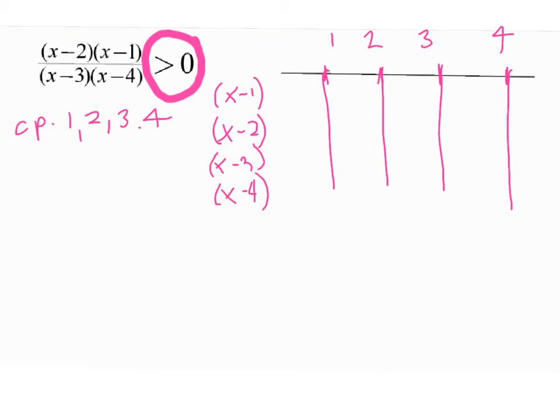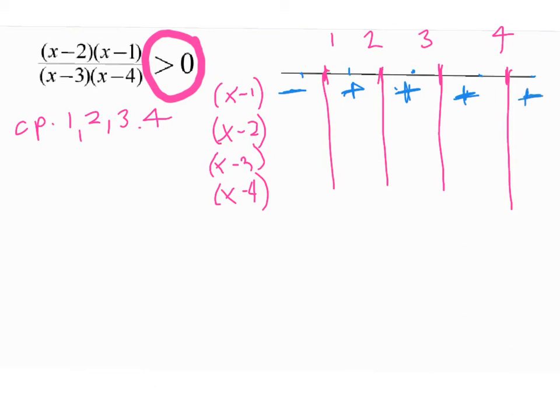Okay, now I'm going to start deciding plus or minus. I'm going to pick a number over here. 0, I like 0, so I'm going to pick 0. 0 minus 1 is negative. In here I have to pick a number, maybe 1.5. 1.5 minus 1 is positive. Maybe I'll pick 2.5 over here. I get a positive number. Pick 3.5. Positive. Maybe I'll pick 5. I get a positive number.